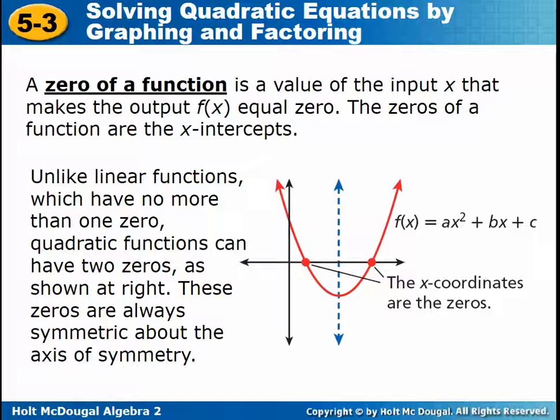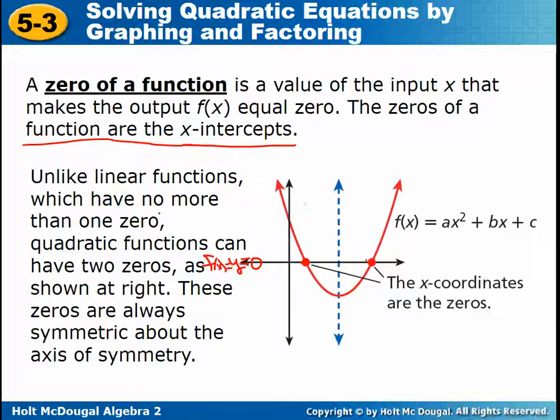A 0 of a function is a value of the input x that makes the output f of x equal to 0. So it's what x will be such that the answer, when you put that x in, will be 0. The zeros of a function are the x-intercepts. That's very important. The zeros of the function are the x-intercepts. Because it crosses the x-axis, that's when y, or f of x, is equal to 0, right there on the x-axis. So this quadratic function has two zeros because it crosses through the x-axis twice, and that's when y, or f of x, would be equal to 0.